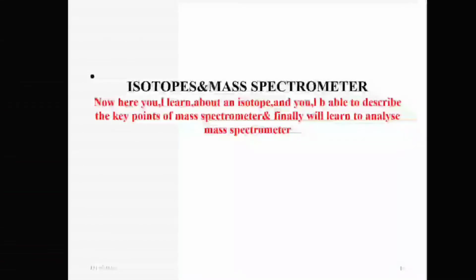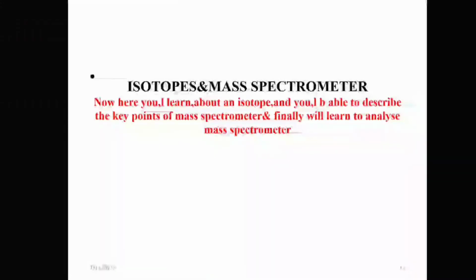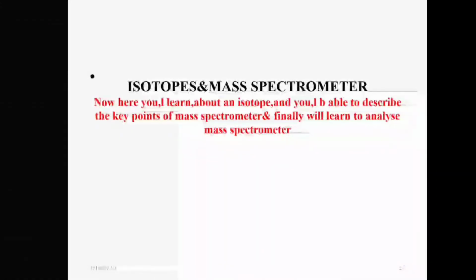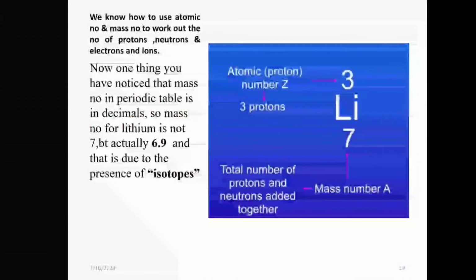Now let's come to another topic, that is isotopes, because I just told you that isotopes are also detected by a mass spectrometer. So, isotopes and the mass spectrometer. Here you'll learn about isotopes and be able to describe the key points of mass spectrometry, and finally we'll learn to analyze a mass spectrum.